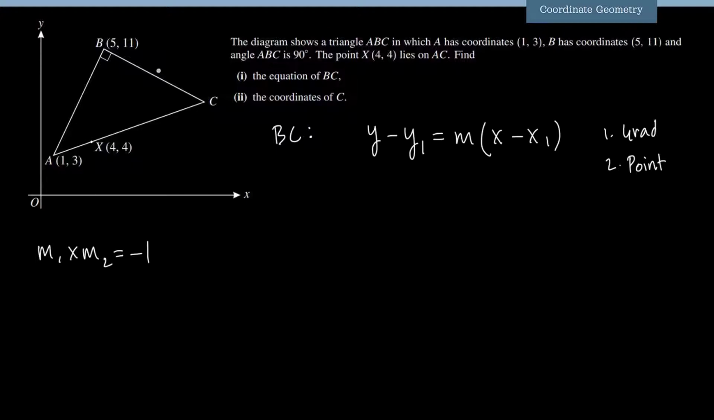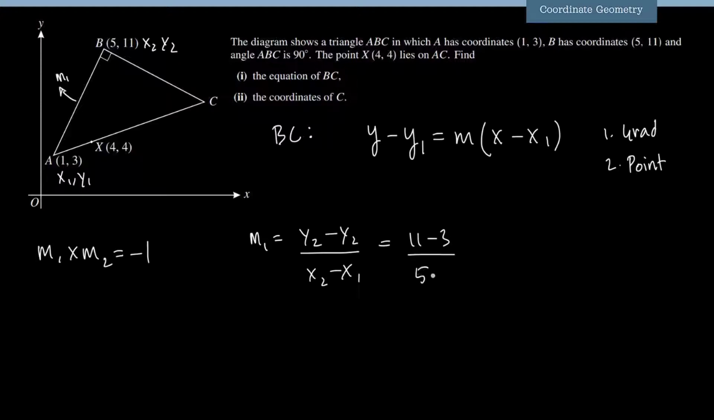Since line AB is perpendicular to BC and I know 2 points on line AB, I can use the formula for gradient for this line. If the gradient of this line is m1, m1 is equal to y2 minus y1 divided by x2 minus x1. I am going to take this point as x1, y1 and this as x2, y2, and I will get 11 minus 3 divided by 5 minus 1. This gives me 8 upon 4, which is 2. So the gradient of this line is 2.